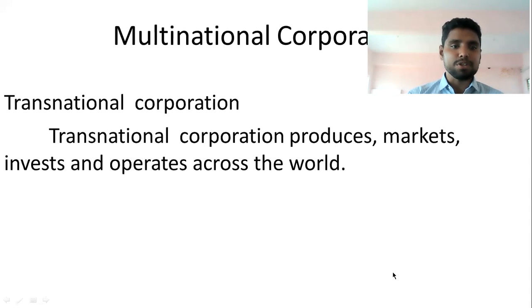A transnational corporation treats the entire world as a village. It produces, markets, invests, and operates across the world. They might have production facilities in various places, and marketing facilities in various places, different facilities for different countries. It operates across the world as if there are no physical barriers for them.